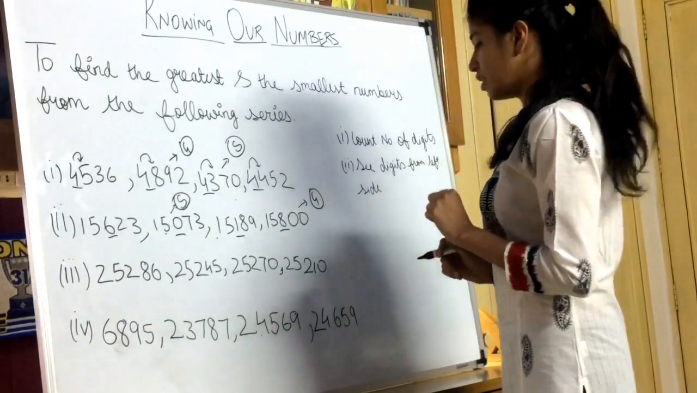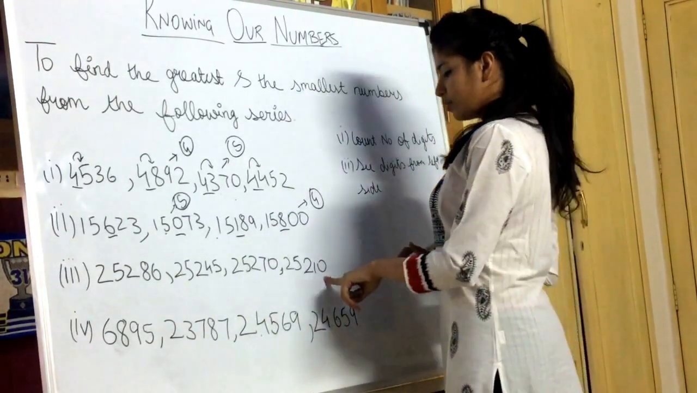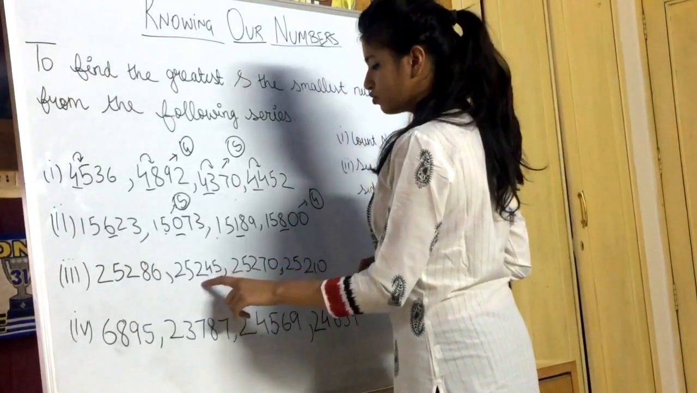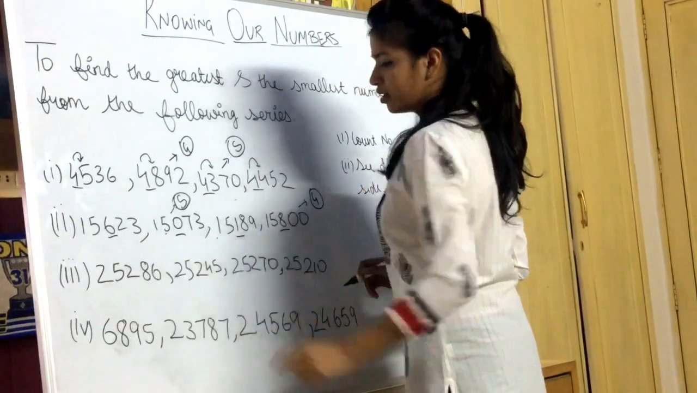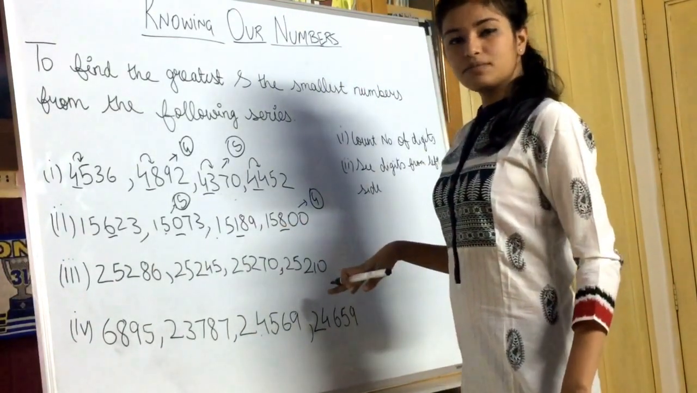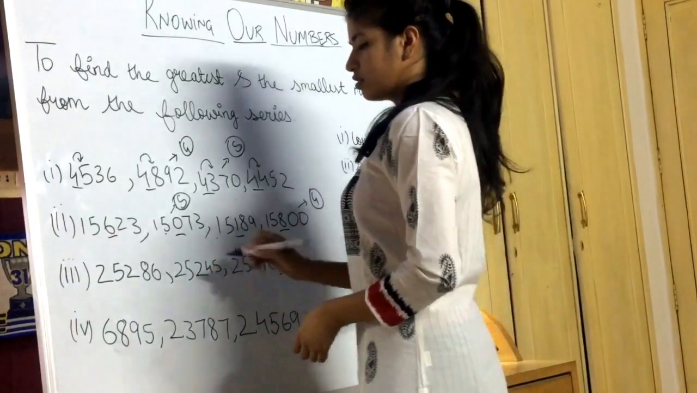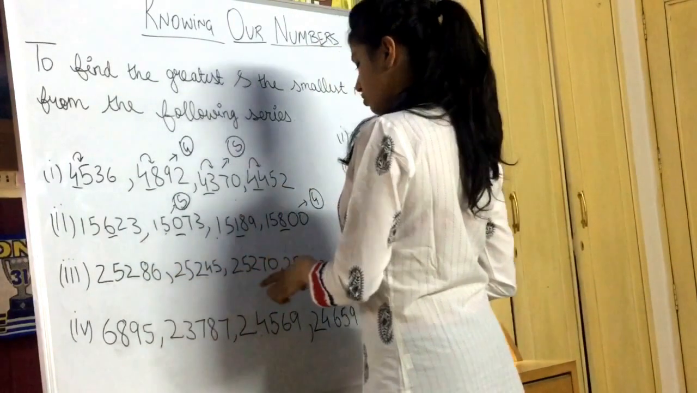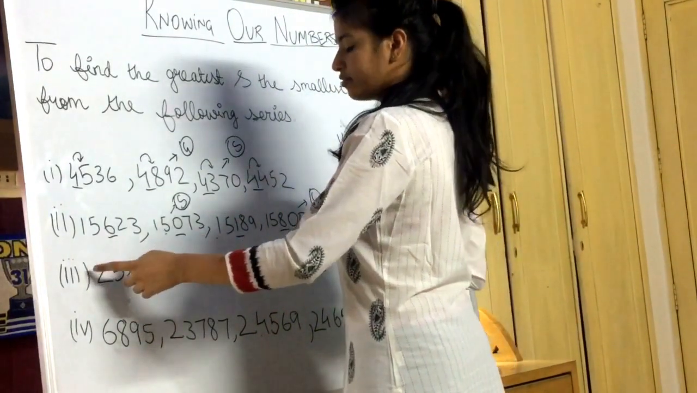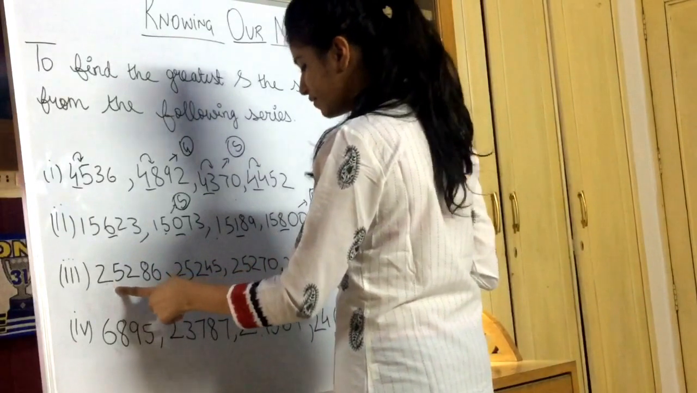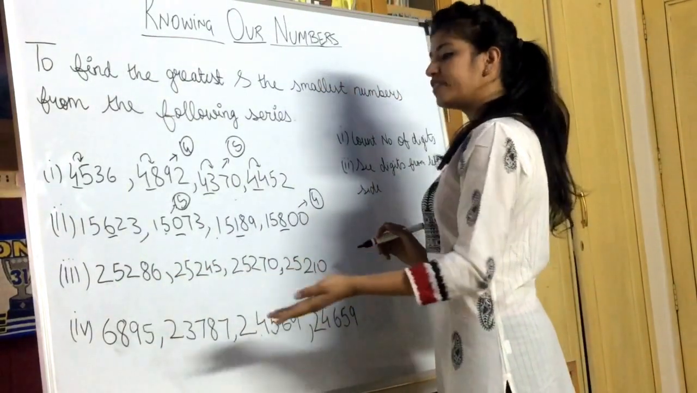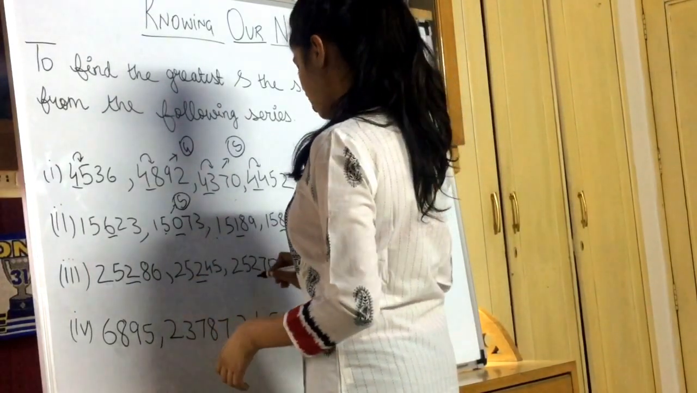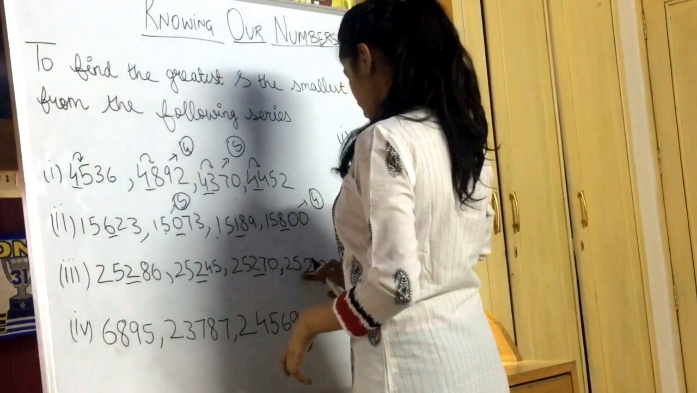Step number 1, count the number of digits. So we count the number of digits: 1, 2, 3, 4, 5 in each number. Since the number of digits is the same, we see the leftmost digit. 2 is the leftmost digit in all the numbers, followed by 5. The second digit from the left hand side is 5 in all the cases. What we do is we move on to the third digit. That is 2, 2, 2 and 2 in all the cases.